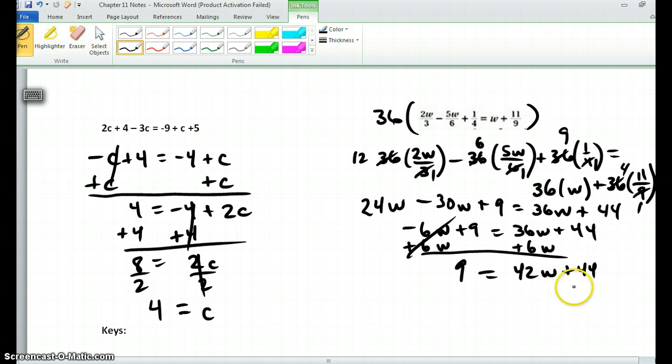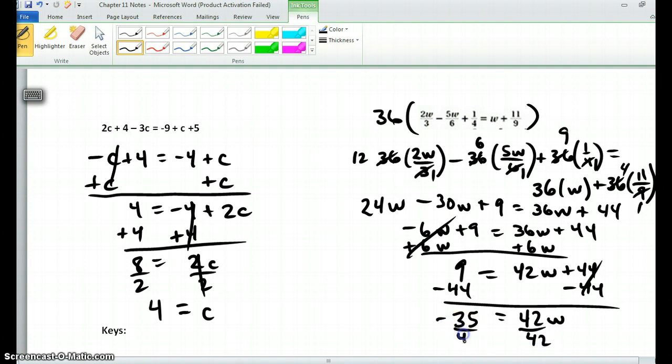So the last thing I need to do is get rid of my 44. So subtract that from both sides. Those go away. I'm left with 42w on the right side. 44 minus 9 would be 35, but the negatives win that battle. So I have 42w equals negative 35. Last step, divide by 42 on both sides.